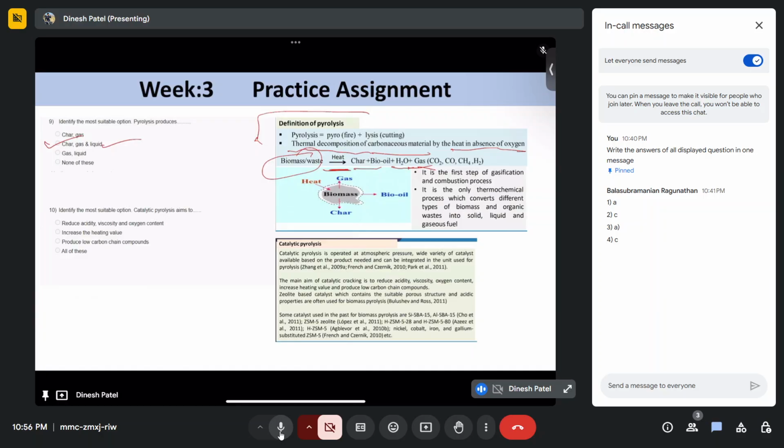Next question was: identify the most suitable option, catalytic pyrolysis aims to. As you can see here, catalytic pyrolysis is operated at atmospheric pressure with a wide variety of catalysts available. In catalytic pyrolysis, the aim of cracking is to reduce acidity, viscosity, and oxygen content, increase heating value, and produce low carbon chain compounds. So the correct answer is 10th, B.